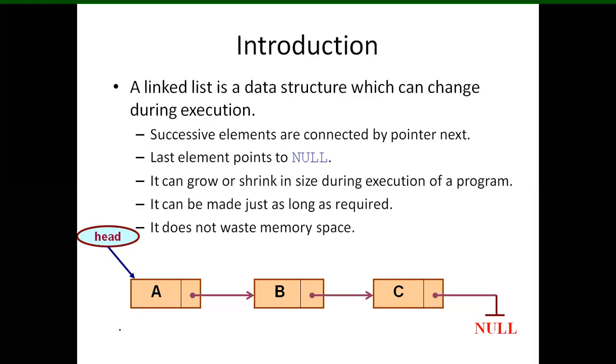In the diagram, if you observe in the current slide, there is an arrow mark, an indication of linking between A and B. What it indicates is the next part, or the address part, of the node contains the address of the next node which is going to be connected. That means A contains the address of B, and B contains the address of C. So in such a way, it is pointing.